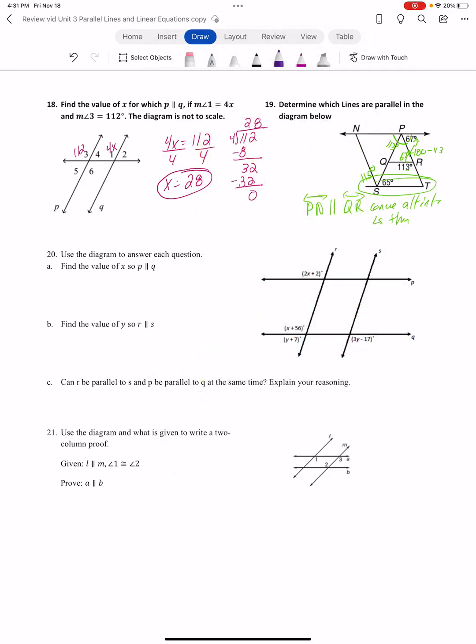Okay, this is find the value of x if P was parallel to Q. So if P was parallel to Q, I know that those two angles would be equal to each other. So I know 2x plus 2 would be equal to x plus 56. So I know x would have to be 54. So that's one thing.